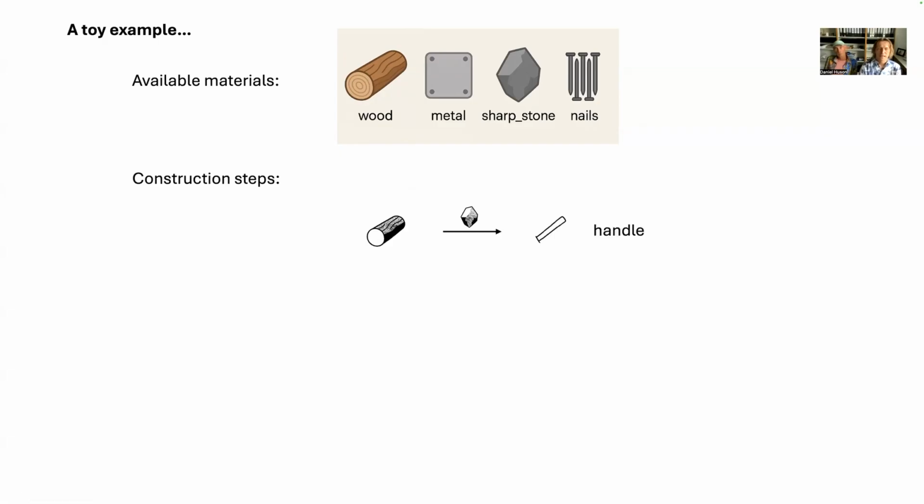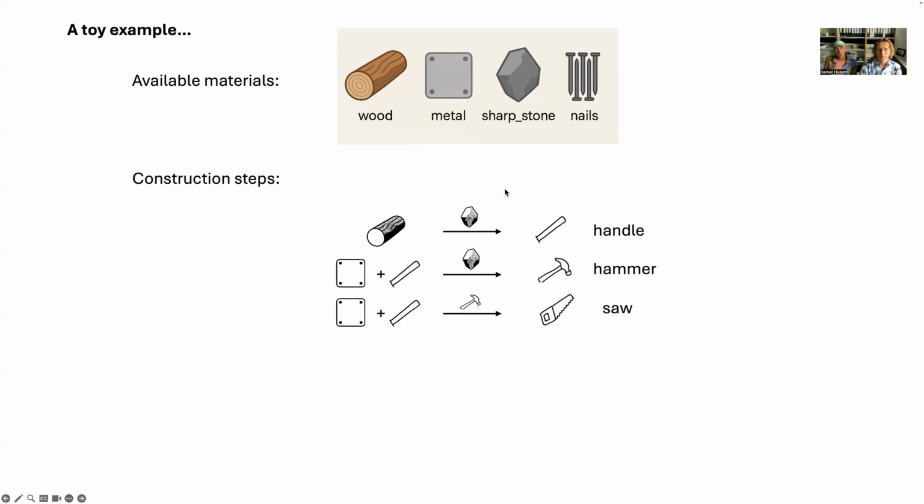The first couple of steps are going to be about building some tools to make the rest of the construction easier. So we start off with wood, and using a sharp stone, we fashion a handle out of that piece of wood. Once we have a handle or more than one handle and some metal, we can use a stone to fashion that into a hammer. Then with the metal and the handle, we can produce with the hammer a saw.